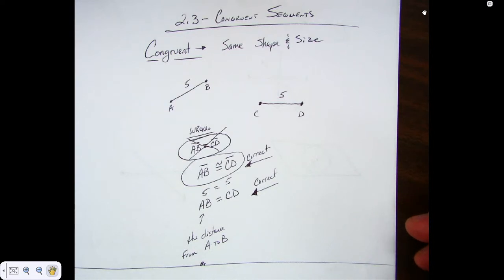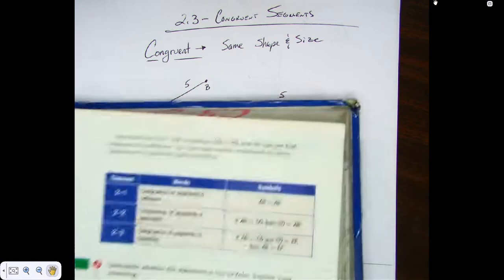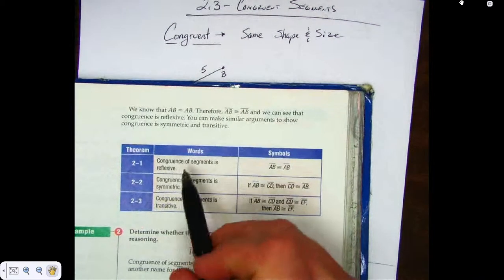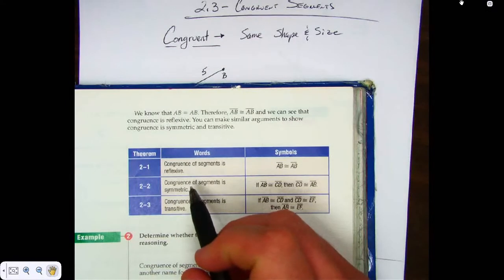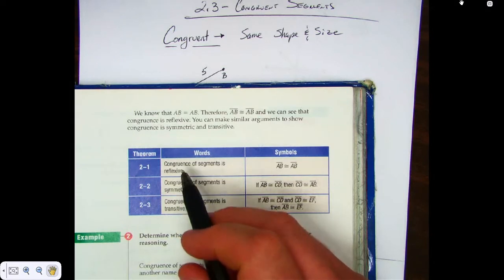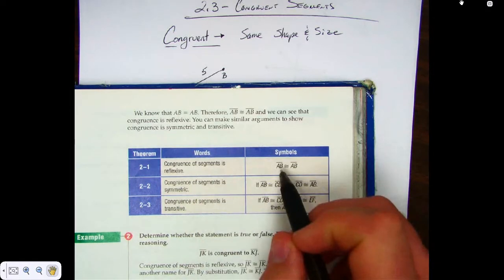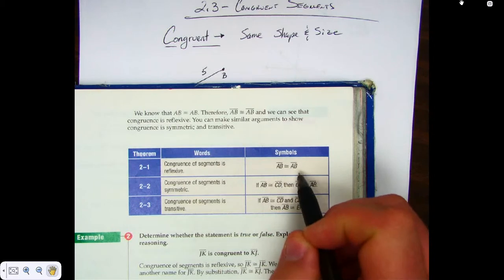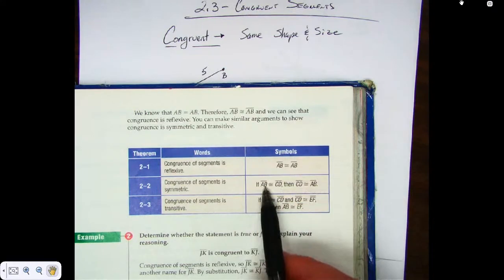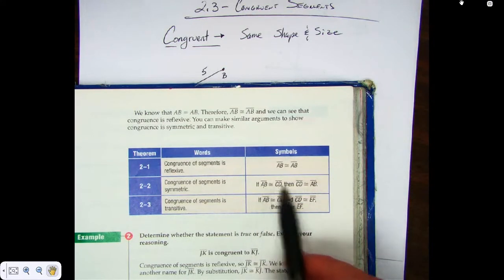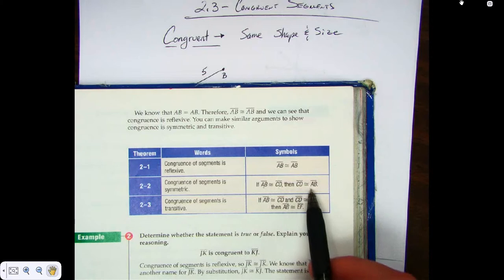If you look on page 63, you don't need to write these down, but they say basically that congruency in essence has some of the same properties that equalities do. Congruent segments is reflexive. In other words, a segment is always going to be congruent to itself. That makes sense, doesn't it? They're going to be the same shape and size. Congruence of segments is symmetric. If this segment's congruent to that segment, you can flip the order and you're still saying the same thing, right?